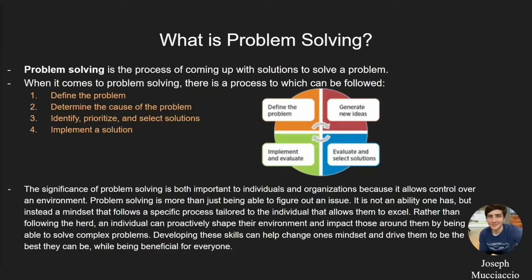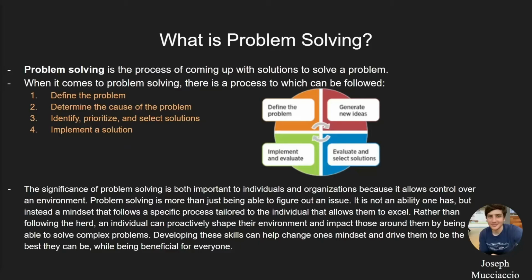So continuing further, problem solving is more than just being able to figure out an issue. As we've mentioned, it is a lot more than just solving a problem. There's a whole process to it, and everyone is different. It's a mindset that follows a specific process tailored to an individual. Everyone's different. Everyone solves problems differently, but as long as it follows a good process and goes down the list and checks everything off, then it is good.